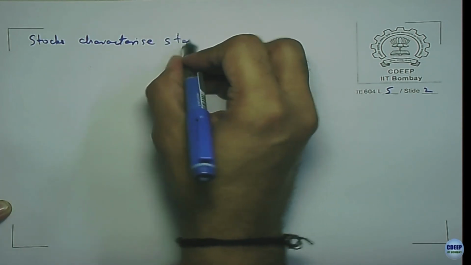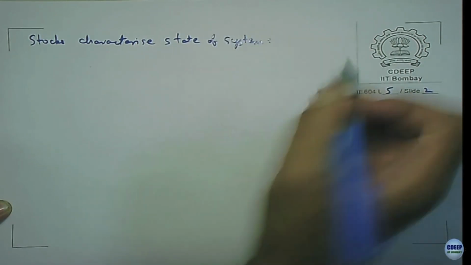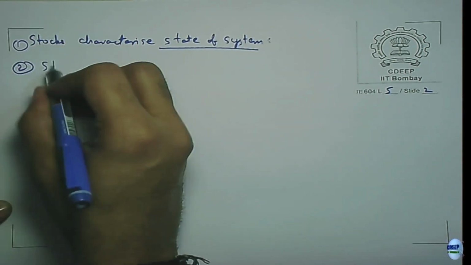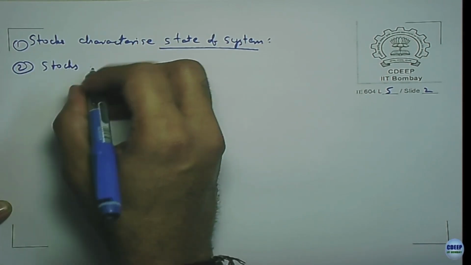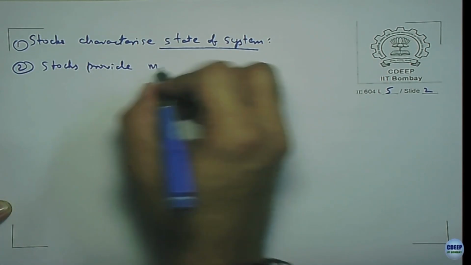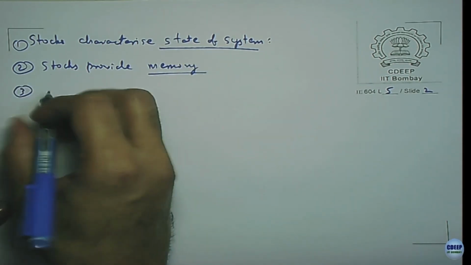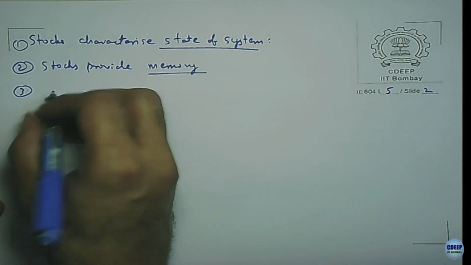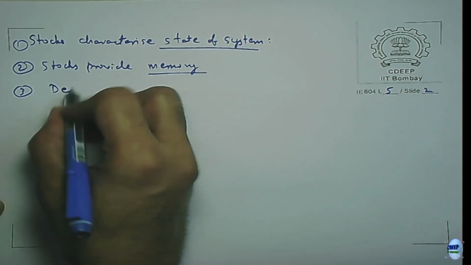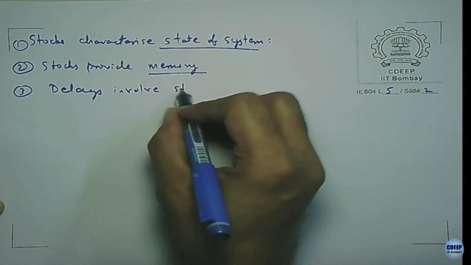Stocks characterize the state of the system. That's an important point. Stocks provide memory. Third, we saw delays involve stocks.